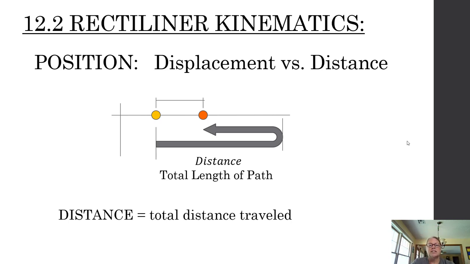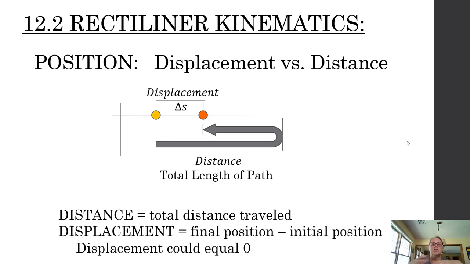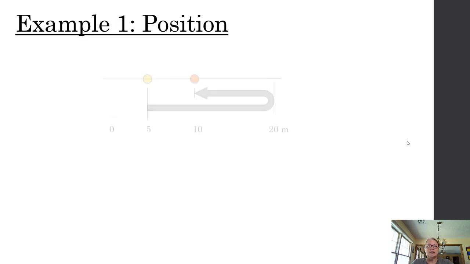So the distance is the total distance traveled that my car has gone through. It's the mileage I've put on my car. The displacement is just where I ended up, the university, minus where I started, my house. So make sure you understand those two. Displacement is final minus initial. It's delta S. Total path is the distance traveled.